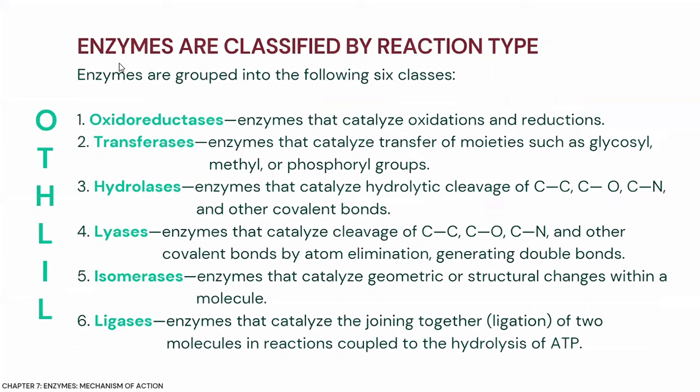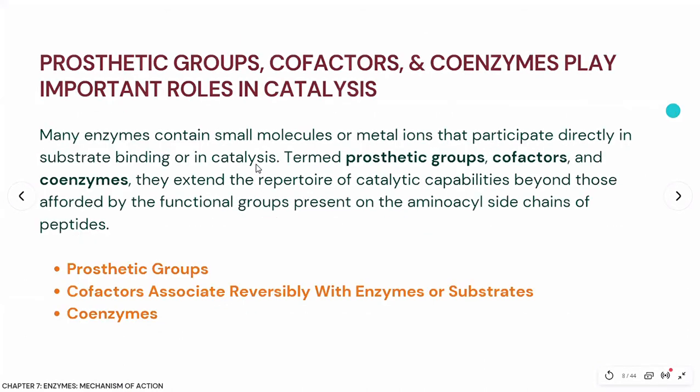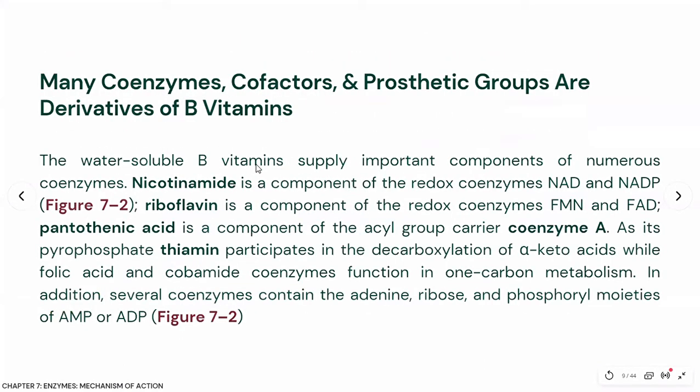And this usually utilizes energy, and ATP is the one that supplies it. So we have many coenzymes, cofactors, and prosthetic groups.